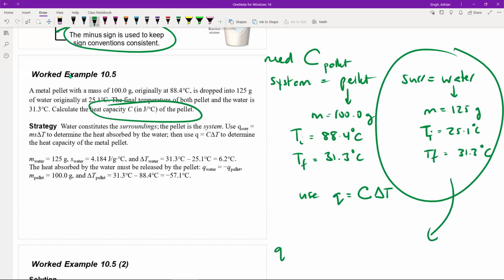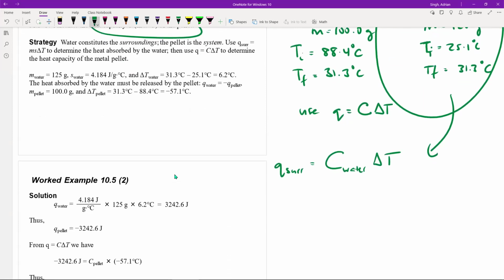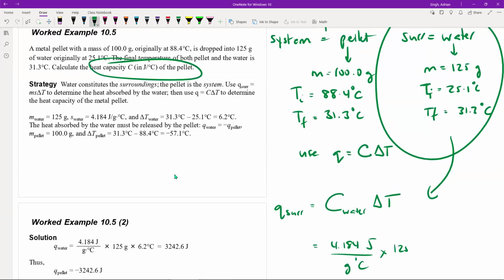Okay, so we have more information about the water, so we can start with this. We can calculate Q of the surroundings. That is equal to the heat capacity of the water times delta T of the water. In order to get the heat capacity, we need to use the specific heat, which is 4.184 joules per gram degree Celsius. We have to multiply that by the mass of water that we have, which is 125 grams.